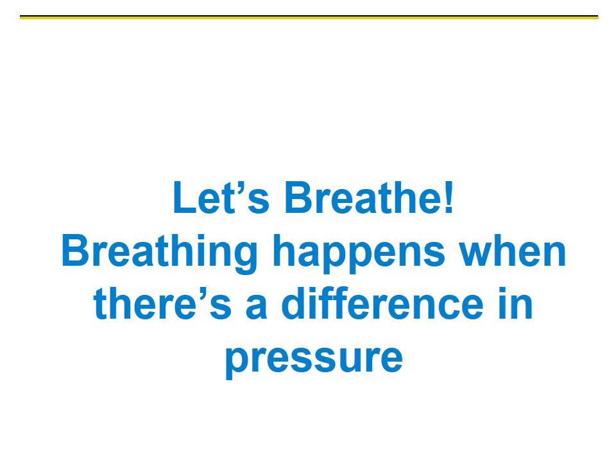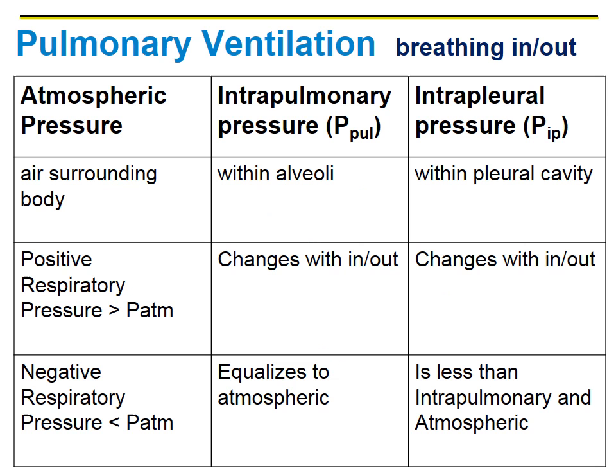Breathing, pulmonary ventilation, happens when there's a difference in pressure. Let's look at the processes involved. Breathing requires the creation of a pressure gradient between these three pressures. Atmospheric pressure, the pressure of air molecules in our environment surrounding the body. At sea level, atmospheric pressure is 760 mmHg, or 1 atmosphere of pressure. Positive numbers are above 760 mmHg, negative numbers are below 760 mmHg.